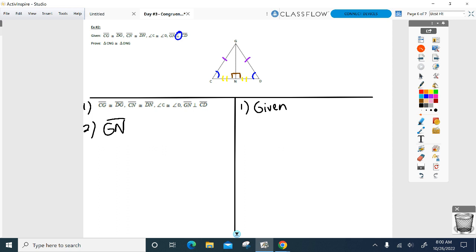So you're saying both. The third side here is a shared side, GN. What do I know about GN and GN? Congruent by what property that you thought you'd never use, and I'm going crazy? Reflexive. So now you have all three pairs of sides.